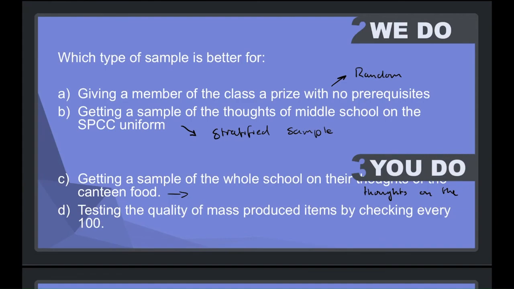Okay, we're back. Again, this one is probably better to use a stratified sample. So we get a good representation of what the whole school thinks about the canteen. This is an example of a systematic sample. Because the system that we've imposed is checking every 100.